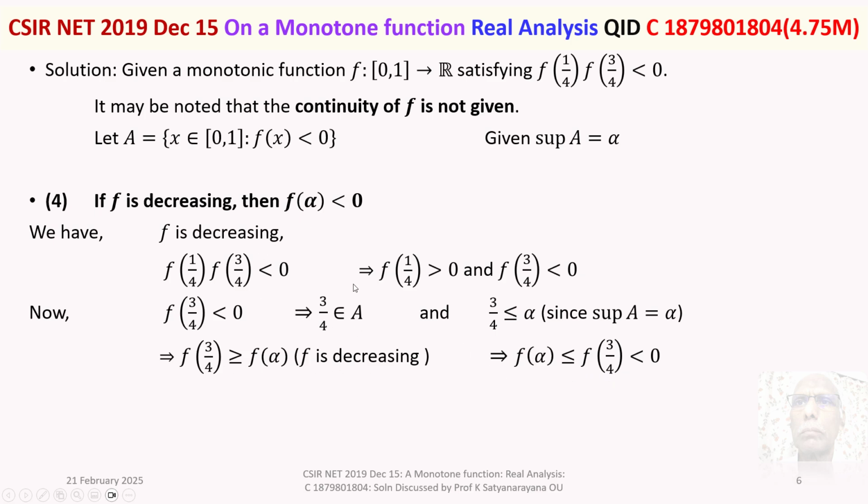But f of 3 by 4 is negative, which is less than 0. This implies f of alpha is negative. So thus we have proved the result that is given in 4. Thus option 4 is true. Agreed? So here we have used the properties of a decreasing function. That's all.